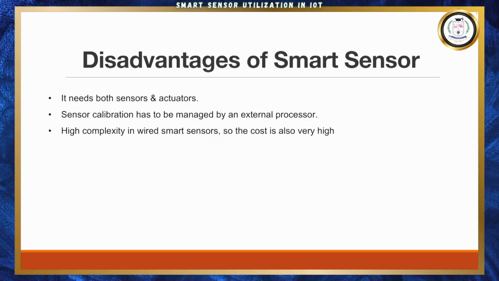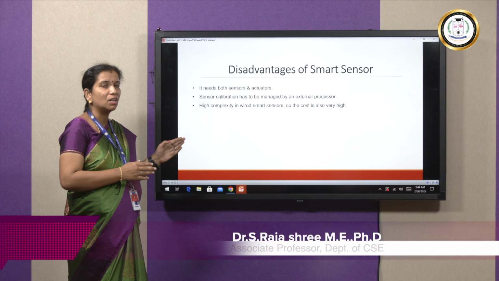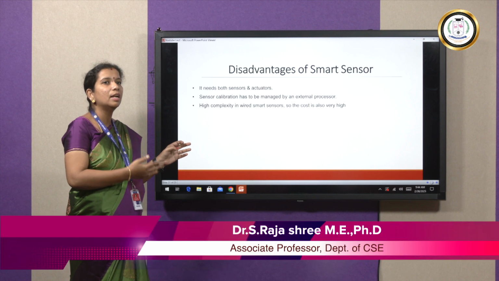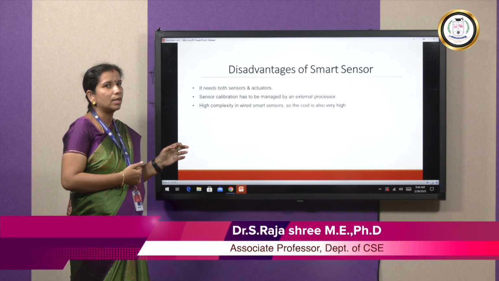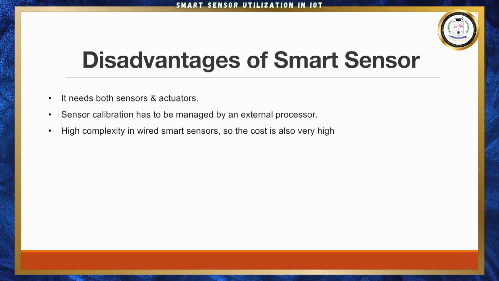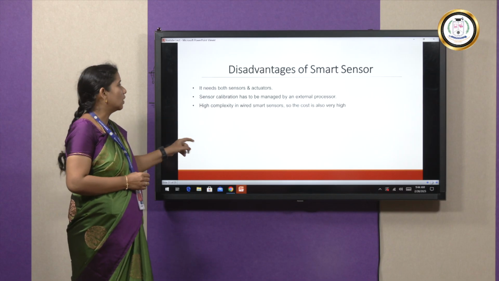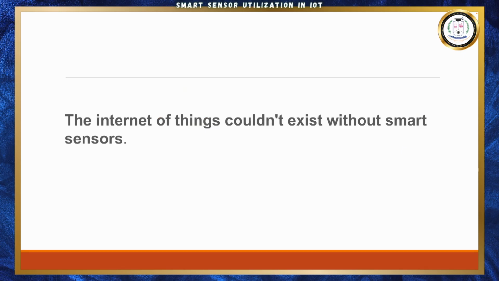The disadvantages of the smart sensor: it needs both sensors and actuators. A normal sensor needs only a sensor alone, but here we need both sensors and actuators, because based on the data it is sensing, it has to do some physical activities, right? So here we need both. The sensor calibration has to be managed by some external processor. As I already said, this is very costly. The Internet of Things could not exist without smart sensors.